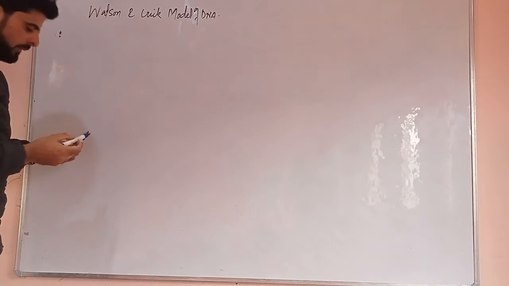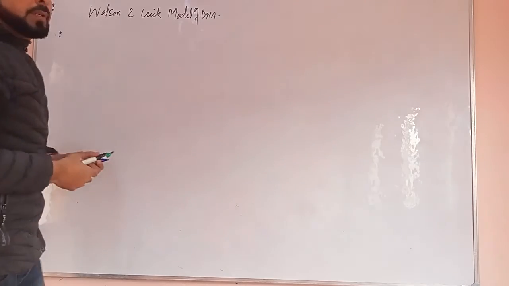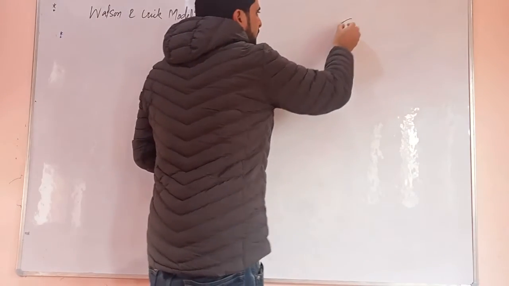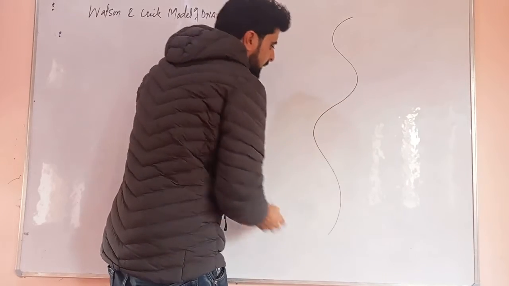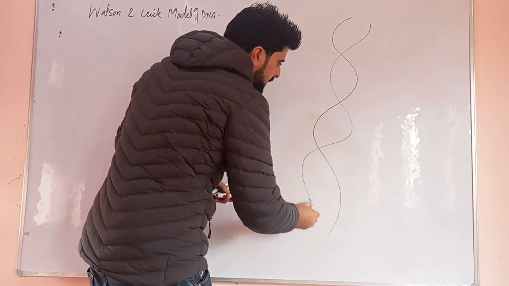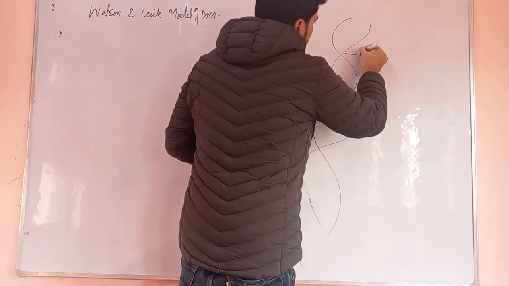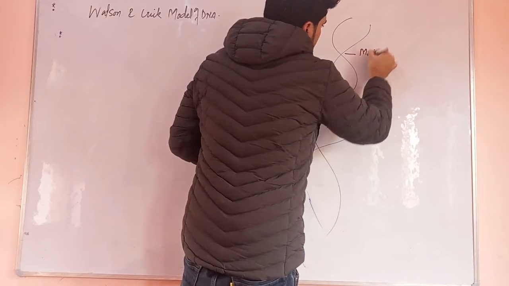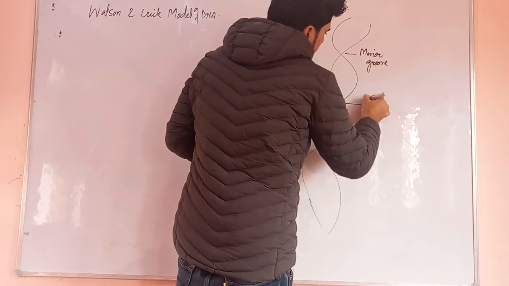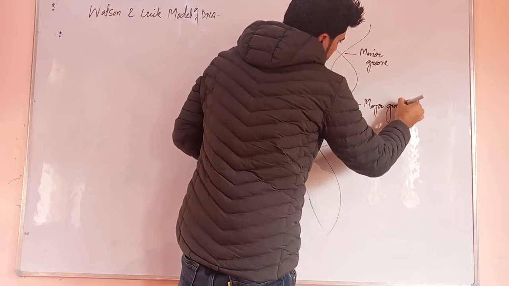Watson and Crick. That is, the double helical structure consists of minor and major grooves. If I make a DNA again, this DNA also consists of major and minor grooves. If you take this one, this is a minor groove, and this one we have is a major groove.